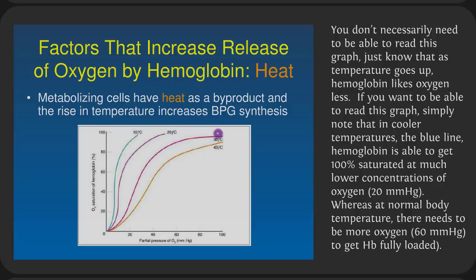So if you want to be able to read this graph, simply note that in cooler temperatures, the blue line here, hemoglobin is able to get to 100% saturation at a much lower concentration of 20 millimeters of mercury. Whereas at normal body temperature, there needs to be a lot more oxygen, so 60 millimeters of mercury at normal body temperature to get hemoglobin fully loaded. So what that means is the higher the temperature, the less hemoglobin likes oxygen.